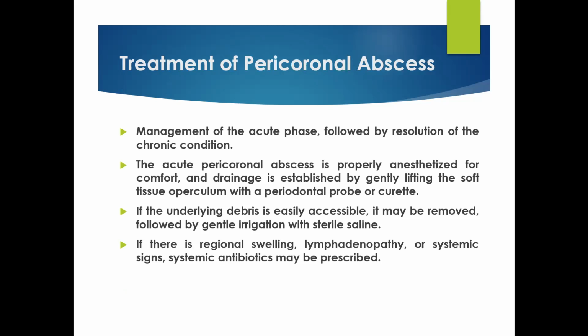In case of pericoronal abscess, the acute condition has to be managed and the area anesthetized, and drainage is to be established by gently lifting the soft tissue of the operculum with a periodontal probe or curette. If underlying debris is accessible, it may be removed following gentle irrigation with sterile saline. If there is regional swelling, lymphadenopathy, or systemic signs, antibiotics may be prescribed. Thank you.